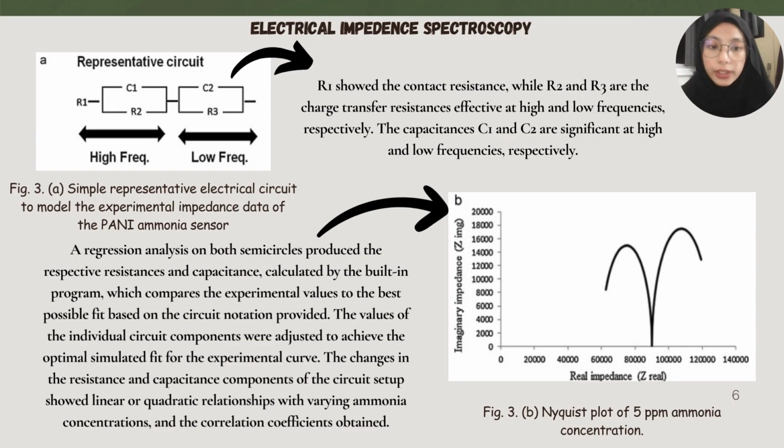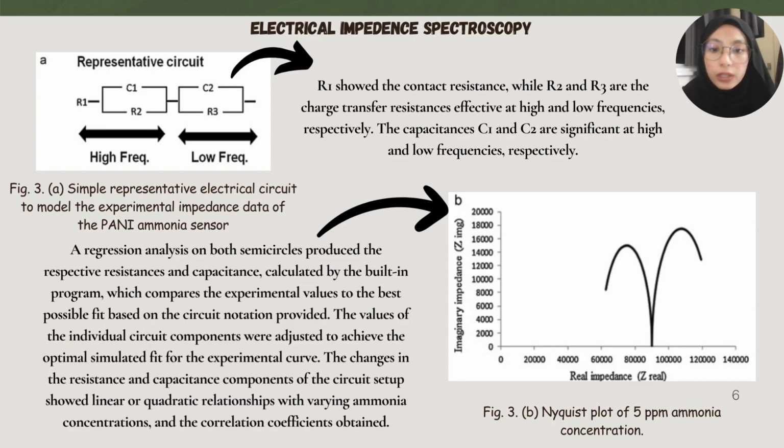For the electrical impedance spectroscopy, we have two figures, figure 3A and figure 3B. Figure 3A is a simple representative electrical circuit to model the experimental impedance data, where R1 shows the contact resistance, while R2 and R3 show the charge transfer resistance that is effective at high and low frequency. C1 and C2 show the capacitance, also significant at high and low frequencies. Figure 3B shows the Nyquist plot of 5 ppm ammonia concentration.